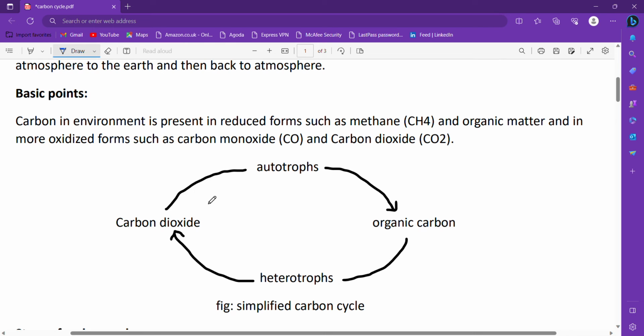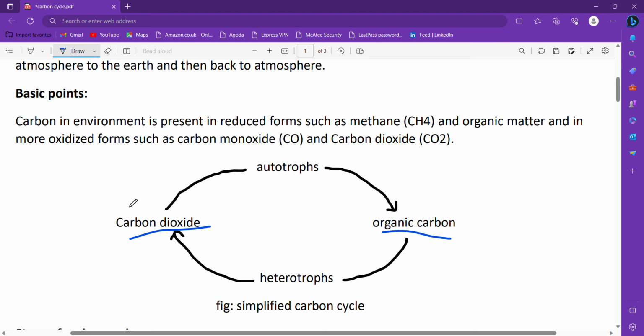Carbon dioxide is taken up by autotrophs and transported in the form of organic carbon, and then it is used by heterotrophs, and heterotrophs release carbon dioxide as the ultimate, last form. So this is the simplified carbon cycle, and here carbon is the element that defines life, and as such it is present everywhere. The carbon cycle is often regarded in terms of sources, sinks and reservoirs of carbon dioxide.